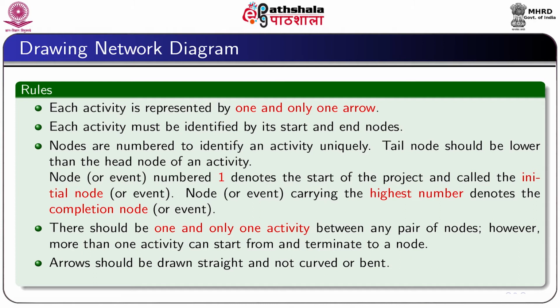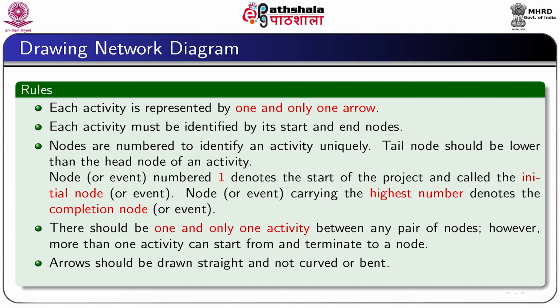Now, let me tell the rules for drawing network. There are certain rules we have to follow. First, each activity to be represented by one and only one arrow. Each activity must be identified by its starting and end node. Nodes should be numbered to identify an activity uniquely.